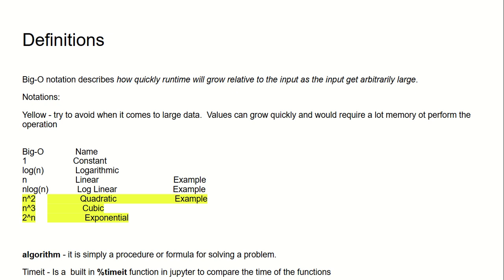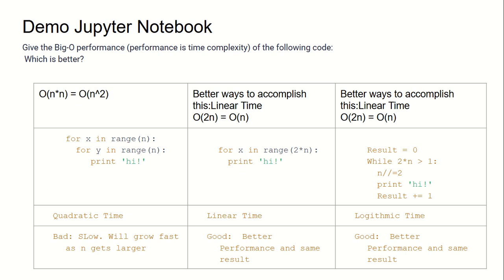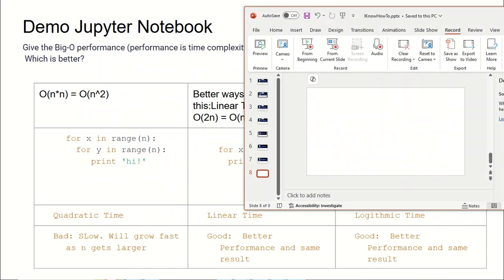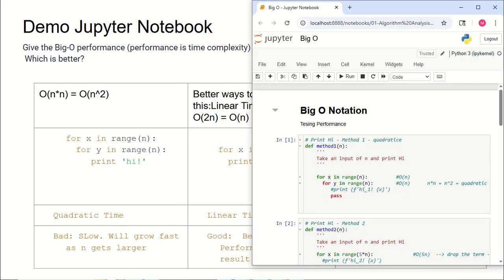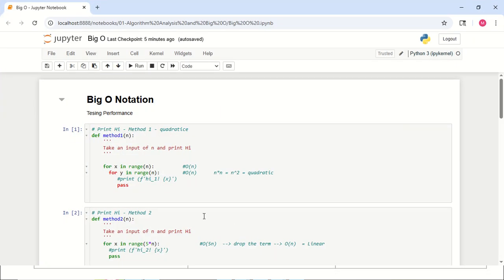I'm going to share some examples of linear, log linear, and quadratic. Simply remember an algorithm is just a procedure or a formula for solving a problem. I'm also going to work out of Jupyter Notebook using the timeit function. These are the examples that I'm going to cover in Jupyter Notebook. The quadratic time problem is the first problem we're going to cover. The second one will be a linear time example, what that looks like. And then the last one will be a logarithmic time example. So in Jupyter Notebook, we're going to go ahead.